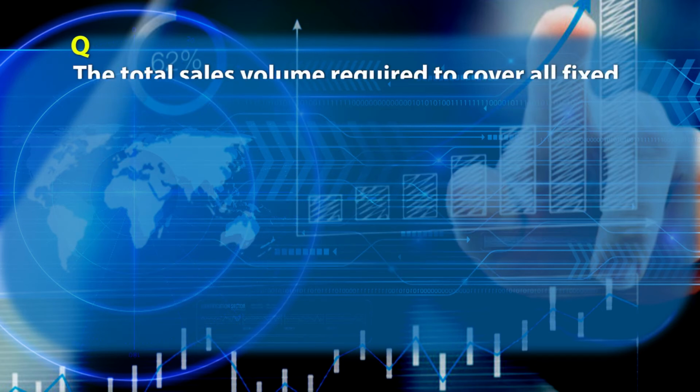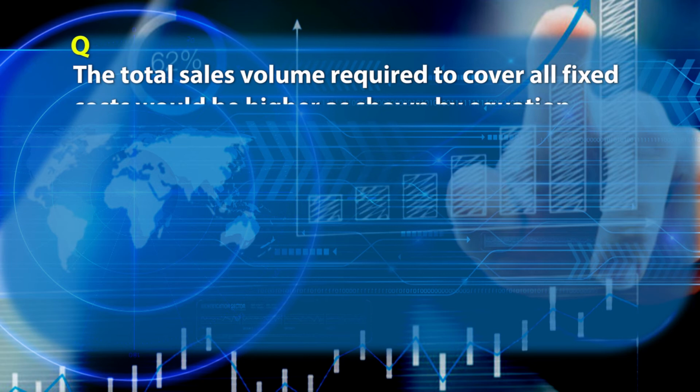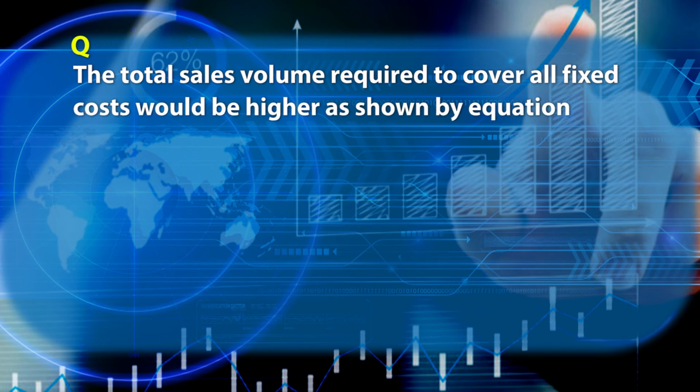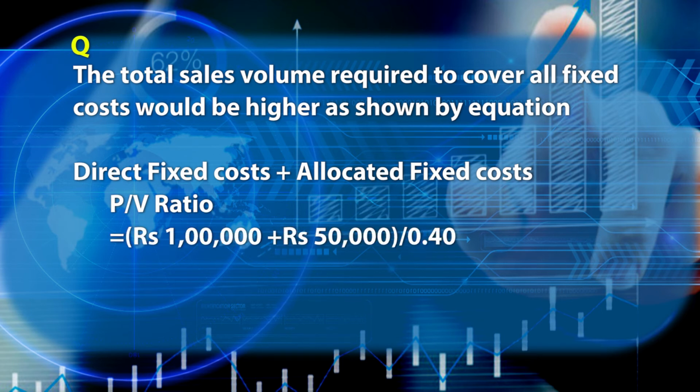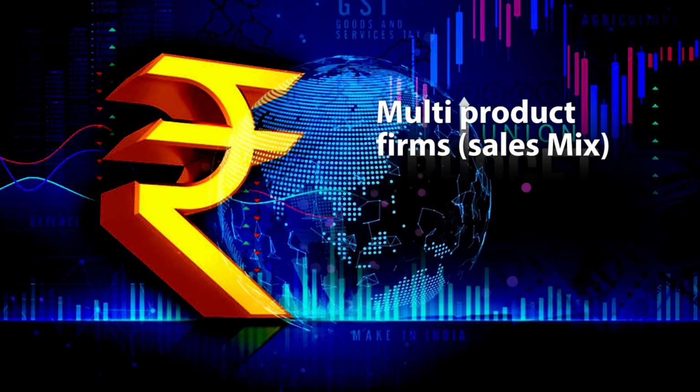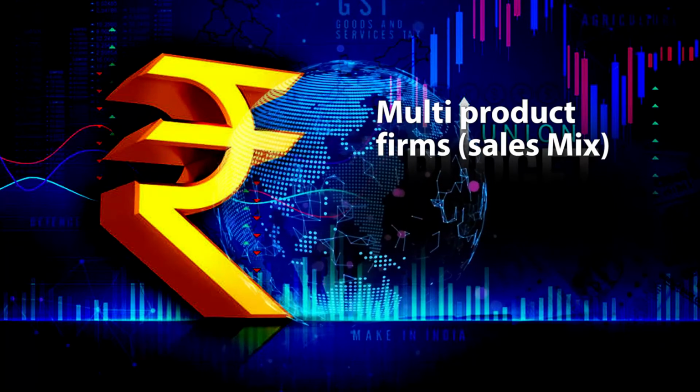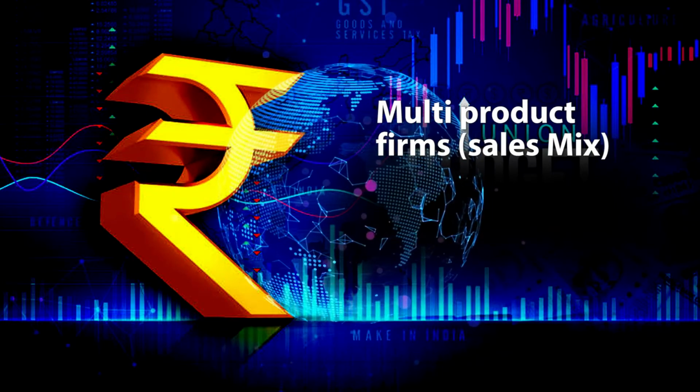The total sales volume required to cover all fixed cost would be higher, as shown by the equation direct fixed cost plus allocated fixed cost upon PV ratio, which is equal to rupees 1 lakh plus rupees 50,000 divided by 0.40, which will give you 3,75,000. Now let's understand multi-product firm sales mix.